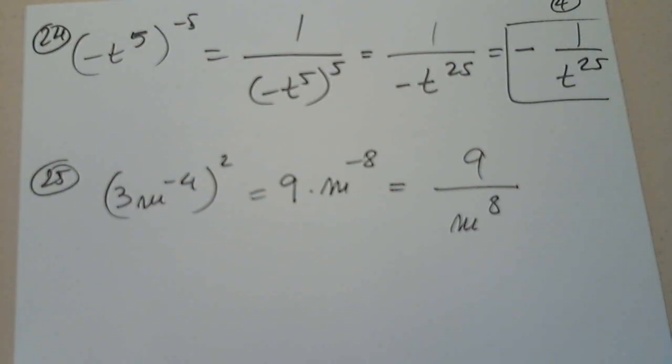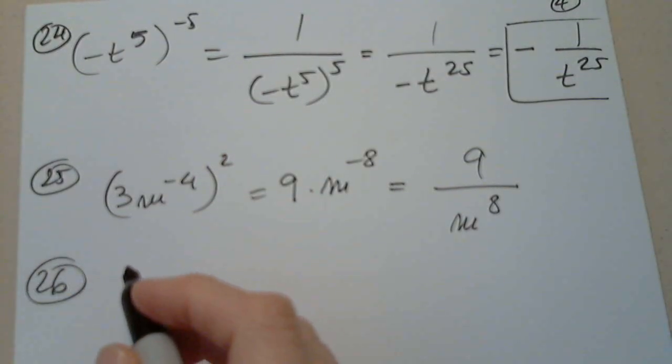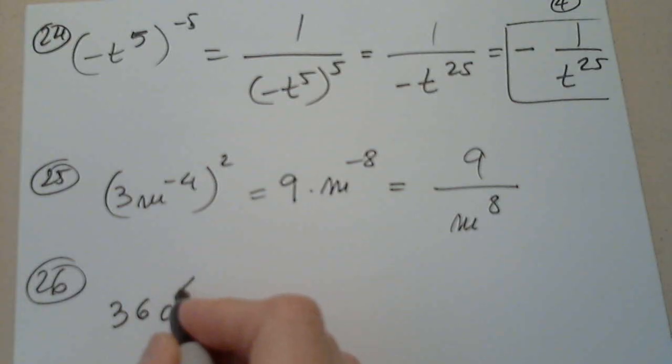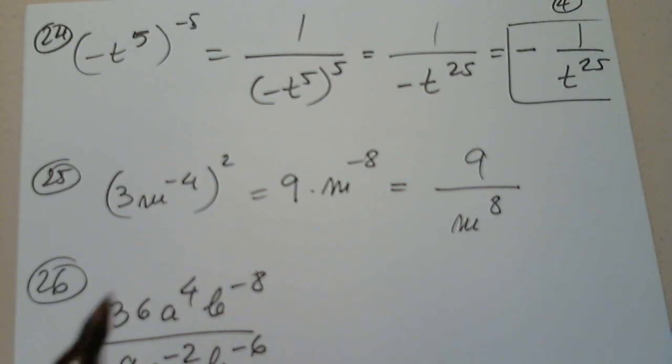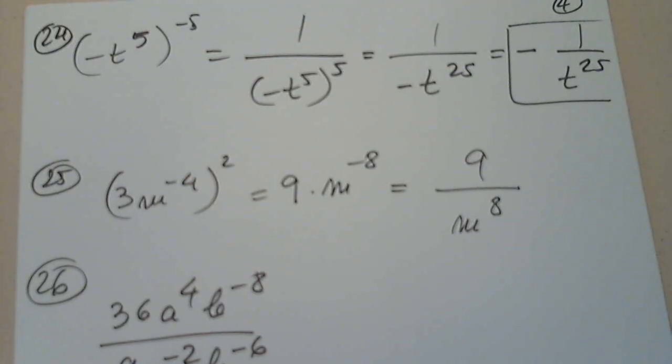Okay, look at this one and say yes or no. Yes, please. Very good. So let's look at 26. In 26, we have 36a to the 4th, b to negative 8, everything divided by 9, a to negative 2, b to negative 6, and they have to say this. This is crucial, because if any of the a or b is 0, then the whole thing collapses completely. It does not exist. Or it's indeterminate, etc., etc.